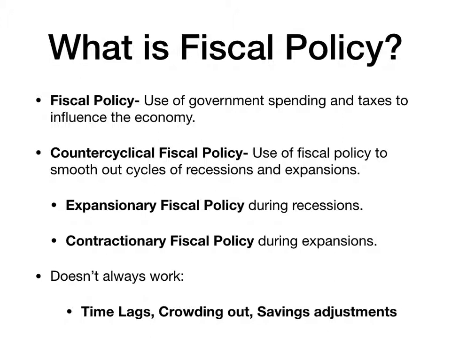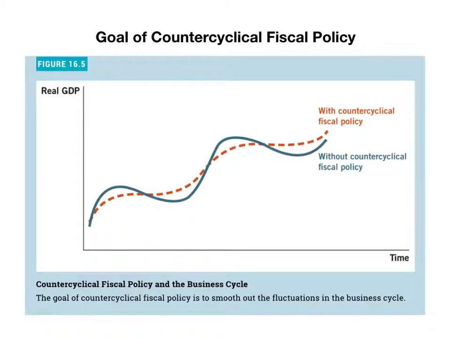These fiscal policies don't always work. There are such things as time lags, crowding out, savings adjustments, and other things that get in the way. This next slide shows an economy with a countercyclical fiscal policy and without a countercyclical fiscal policy. As you can see, the orange dotted line is way more smooth than the curvy blue line. The curvy blue line represents an economy without a countercyclical fiscal policy. Countercyclical fiscal policies are there to smooth out fluctuations in the business cycles of an economy.